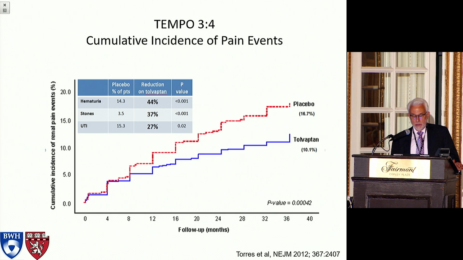Tolvaptan also decreased pain events, as shown here. The blue line indicating tolvaptan, less pain, and fairly quick separation between tolvaptan and placebo. This was highly significant. And tolvaptan also reduced hematuria, stones, and urinary tract infections.